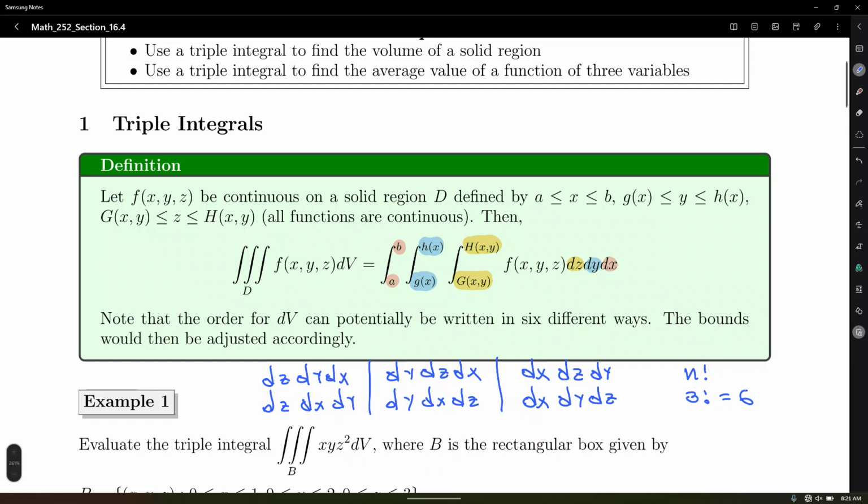Now, think about it. What if we had a quintuple integral? How many possibilities would we have? 5 factorial orders of integration. That is 5 times 4 times 3 times 2 times 1. 6 times 4, that's 24. 24 times 5, is that 120? All right. So we would have 120 ways to evaluate a quintuple integral.